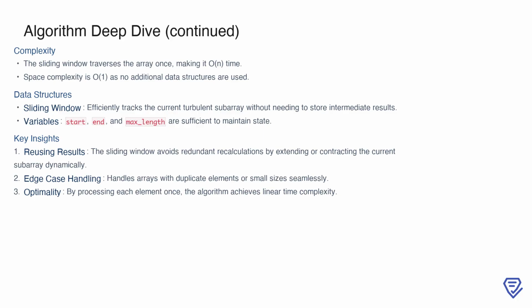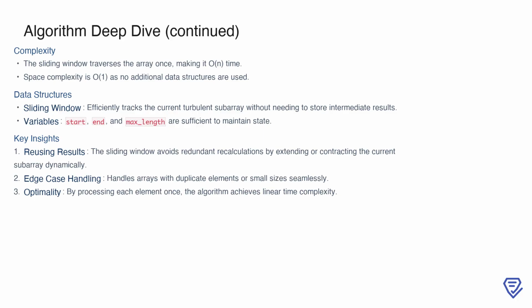of the algorithm. Sliding windows inherently reuse results, allowing us to extend or contract the window dynamically rather than recomputing turbulence for every new subarray. This avoids redundant work and makes the algorithm optimal. Additionally, edge cases such as arrays with duplicate elements or very small sizes are handled seamlessly, as the algorithm adjusts the window based on the turbulent condition at each step.